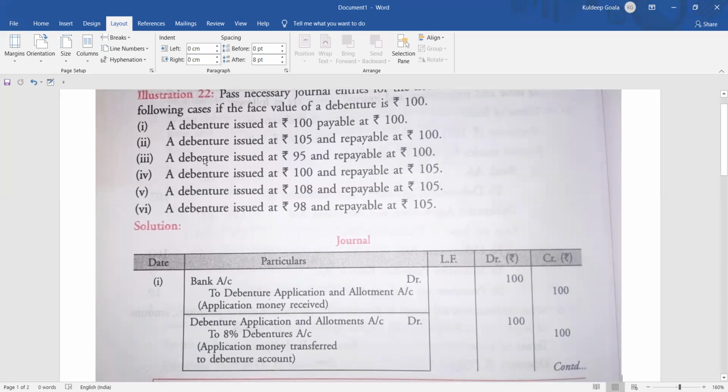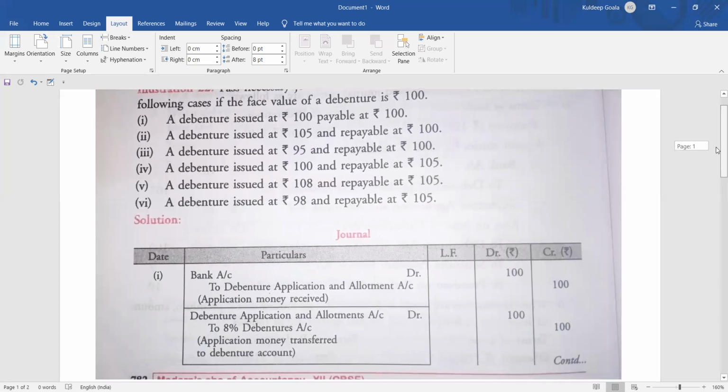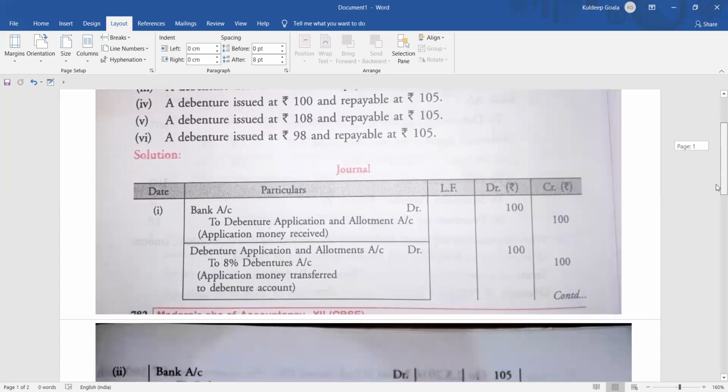Now going to the next one. Debentures issued at premium. We are getting 5 rupees extra money, more than the face value, and we are repaying at 100 rupees. First we'll see the issue. At the time of issue, we are going to receive 105 rupees. So it will be bank account debit to debenture application allotment account 105. Premium will be shown at the time of transfer, as we have done in shares.